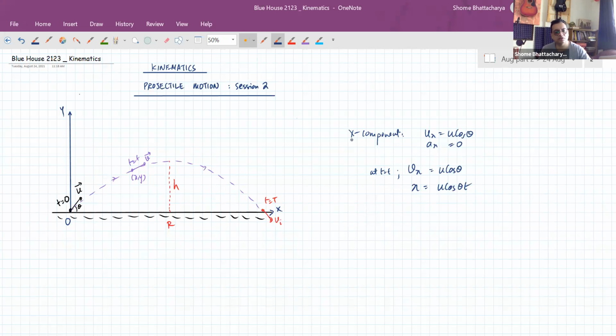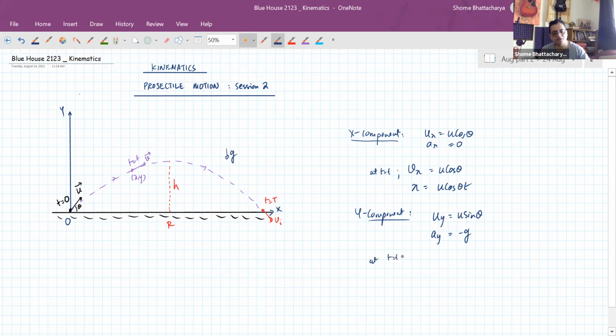Similarly along the y-axis, the initial velocity is the component u sine theta, but the acceleration is minus g because we have taken the y-axis upwards. So at any instant of time t, the y component of velocity becomes u sine theta minus gt, and the y component of displacement becomes u sine theta t minus half gt square. These equations represent the instantaneous x components of motion, and these represent the instantaneous y components of motion.